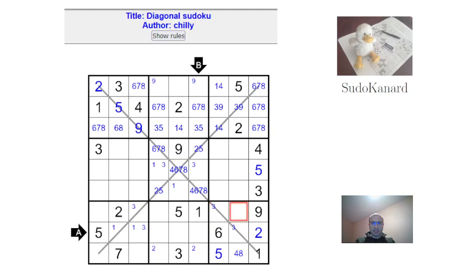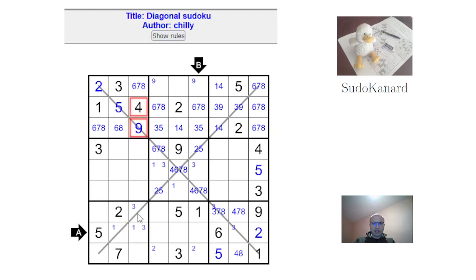So there's a 3 here. The remaining options for this cell are 4, 7, and 8. This is not a 4, so 3, 7, or 8. All options seem to be viable for this cell. This diagonal is quite difficult to process because those candidates are all different.